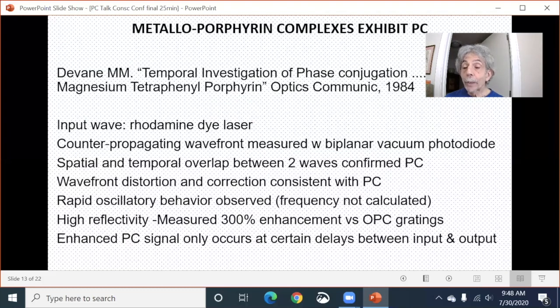They also reported a relatively high reflectivity, which is a measure of the degree of phase conjugation. In fact, in this particular experiment, it was a 300% enhancement. And this was quite similar to the previous report that we talked about before. So here's the actual initial publication.